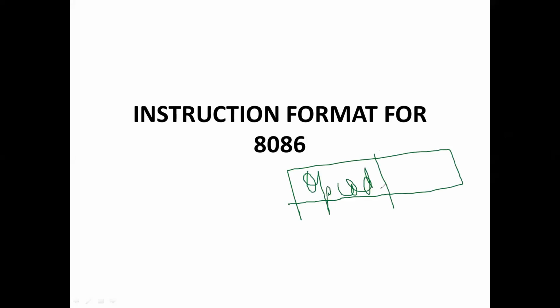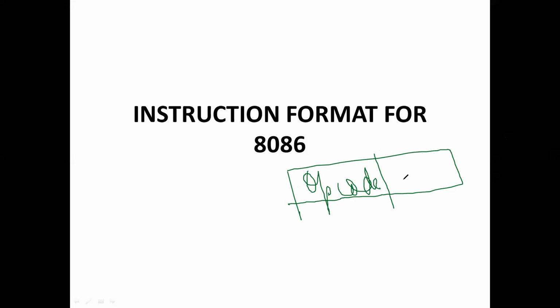Instruction has mainly two fields. One field is opcode field. Opcode field is for defining what operation we are going to perform. For example, we want to move the data from one source to destination, then opcode will become move. If we want to add two numbers, then opcode will be add. So opcode is mnemonic of the operation which we want to perform.